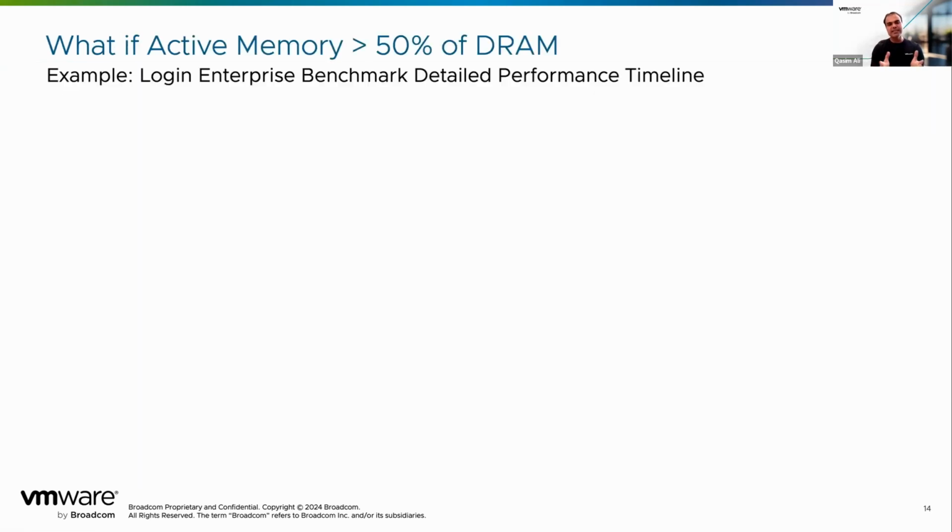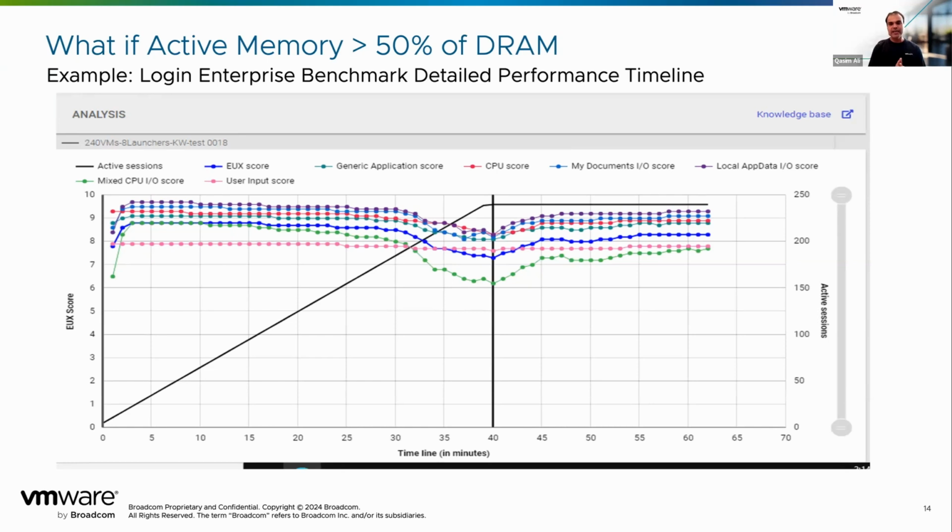Since active memory is one of the key guidelines we are giving, I wanted to show an example of, okay, what if it goes above 50% DRAM? So I'm going to use this example of the Login Enterprise benchmark because over here, I'm running a lot of VMs over time. In this case, I have the EUX score on the left-hand side, which I've explained, and on the secondary y-axis, I have the number of active sessions. These are all instant clone VMs, and every minute, 6 users log onto those VMs and start to do these activities. As you can see over here, at around 200 sessions, your performance starts to dip a little bit. And that is because your active memory starts to hover around this zone of 75%.